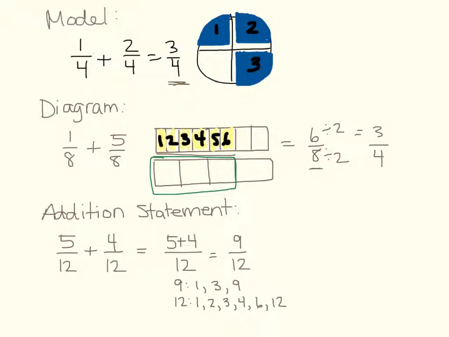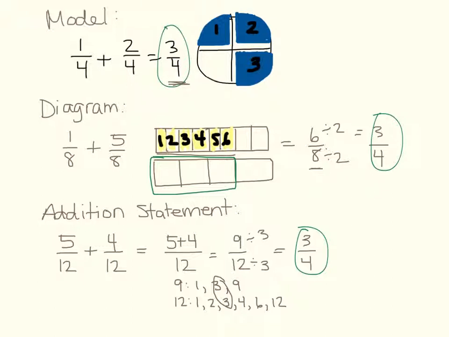We can see that the highest common factor that they have in common is 3, so we'll divide both the top and the bottom by 3. Whatever you do to the top, you do to the bottom. 9 divided by 3 equals 3. 12 divided by 3 equals 4. So we see that all of these addition statements show us the same answer, even though we're dealing with different fractions each time.